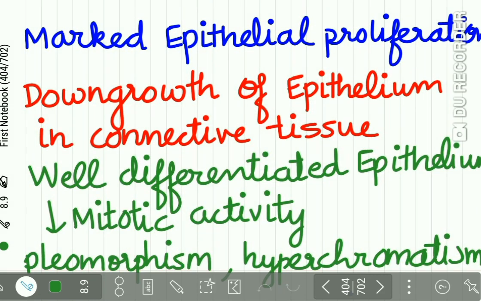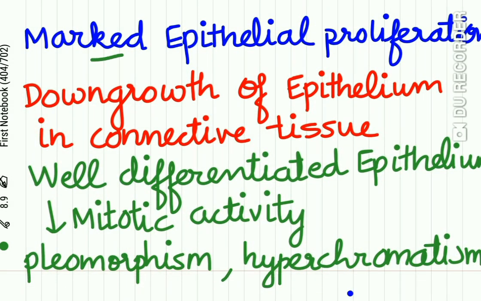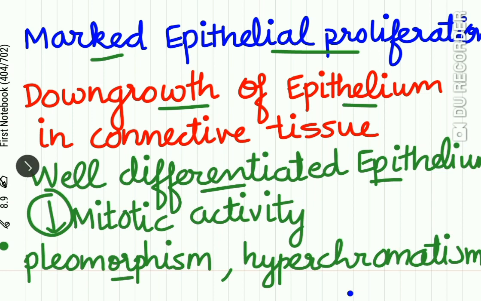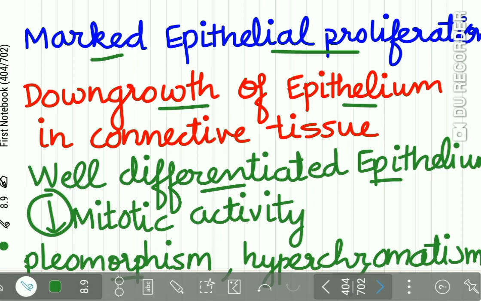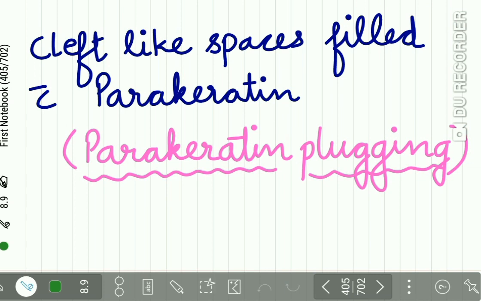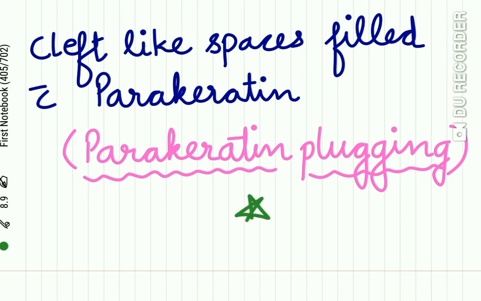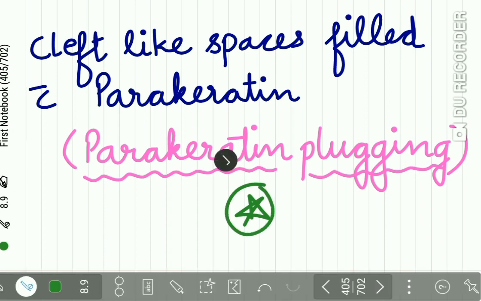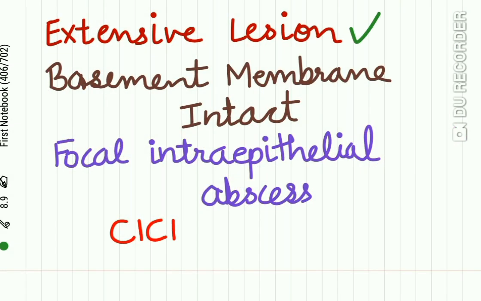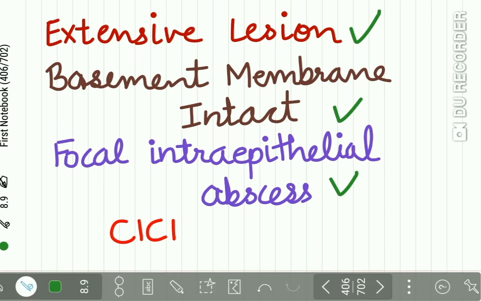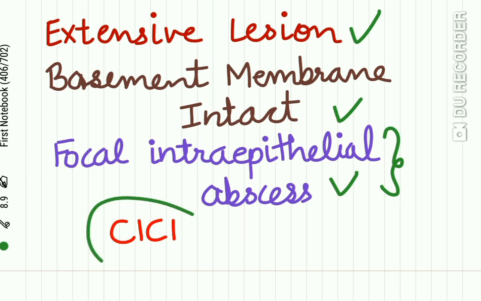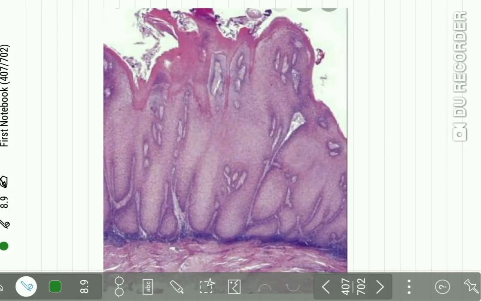Now, the histopathology: there is marked epithelial proliferation, with downgrowth of the epithelium into the connective tissue. The epithelium is well differentiated with minimal mitotic activity, minimal pleomorphism and minimal nuclear hyperchromatism. There are cleft-like spaces which are filled with parakeratin, characteristically known as parakeratin plugging. The lesion is extensive with intact basement membrane, and often there are focal intraepithelial abscesses found which can be related to infection. Chronic inflammatory cell infiltrate can be seen in the connective tissue.